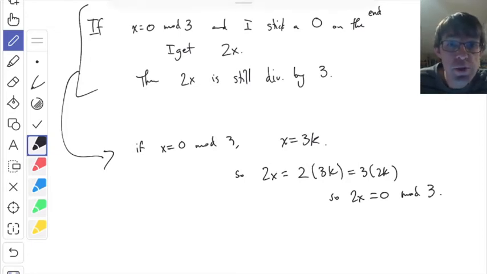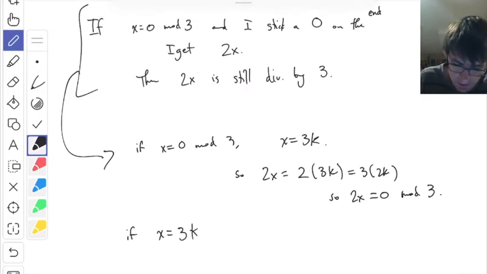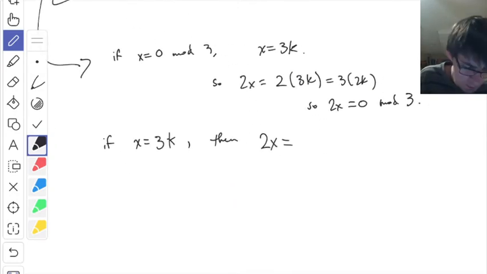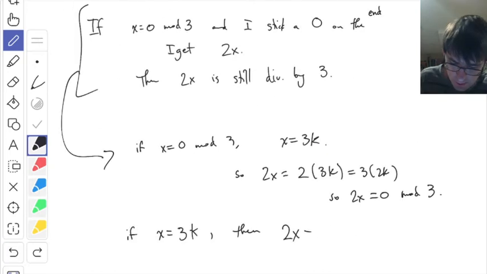All right, let's try the arrow with the 1. This way, I would say, can I just say, if x is 3k, that is, it is divisible by 3, then I need to consider 2x. What is 2x? No, sorry. Whoa. What happened? All right.